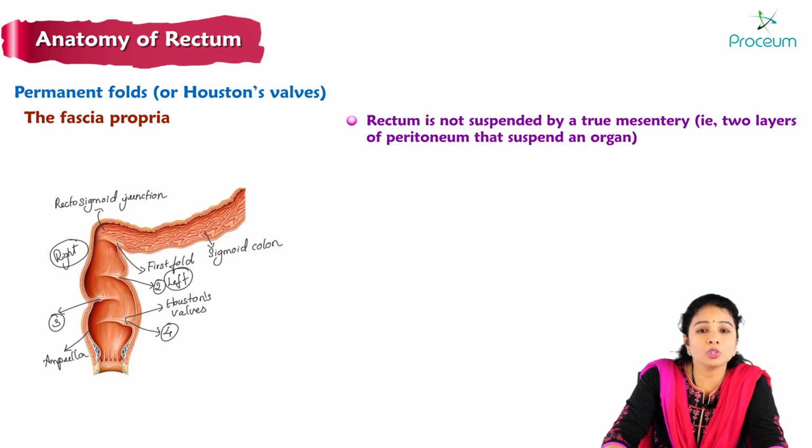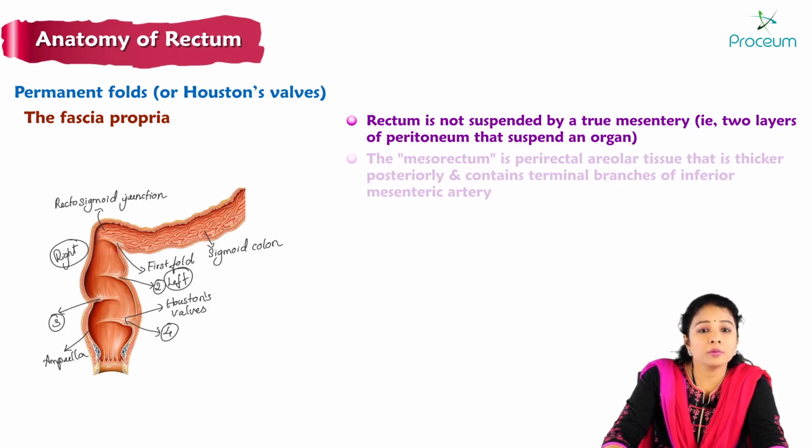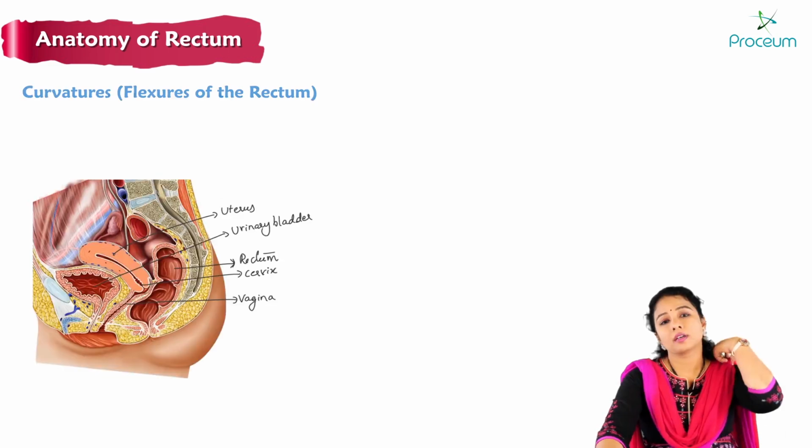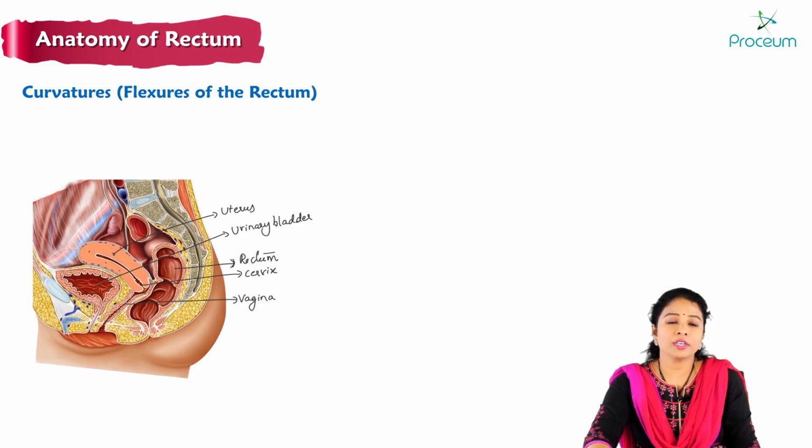The rectum is not suspended by a true mesentery, that is, it is not suspended by 2 layers of peritoneum that suspend an organ. The mesorectum is perirectal areolar tissue that is thicker posteriorly and contains the terminal branches of inferior mesenteric artery. Curvatures or flexures of the rectum.